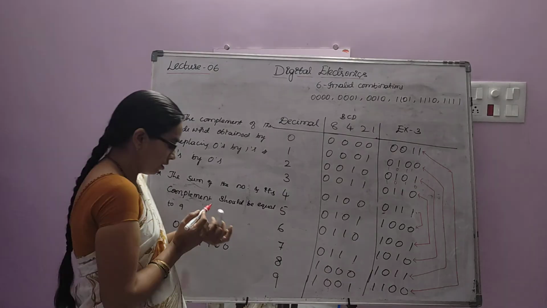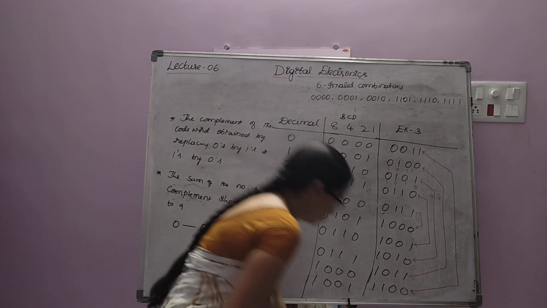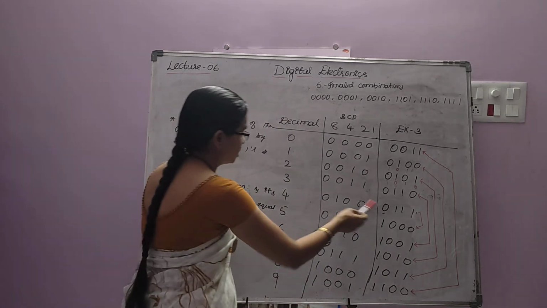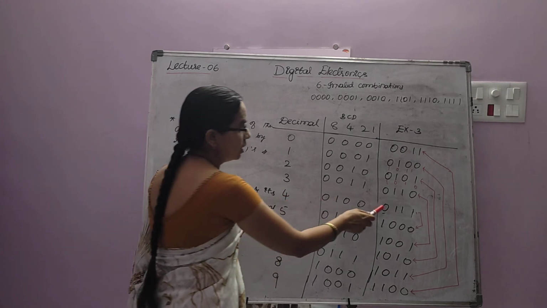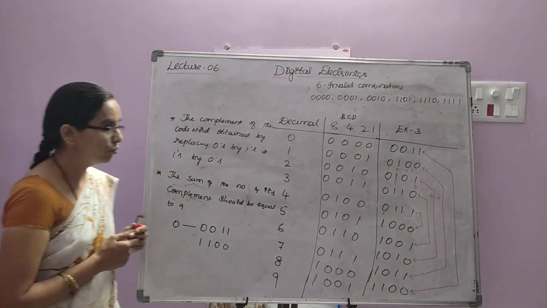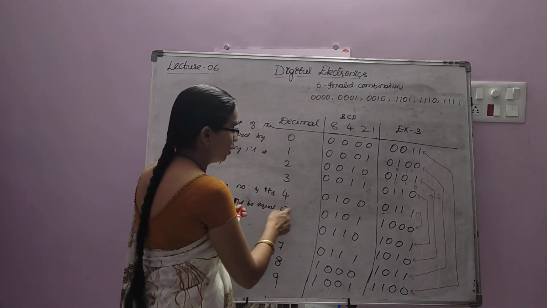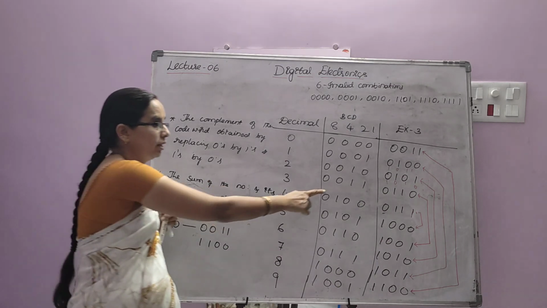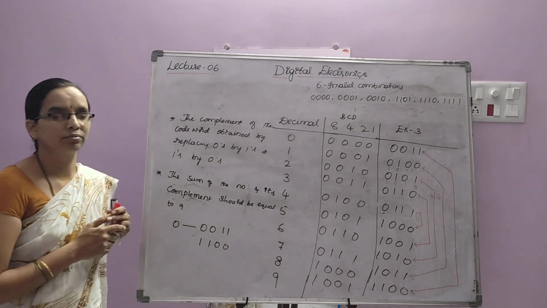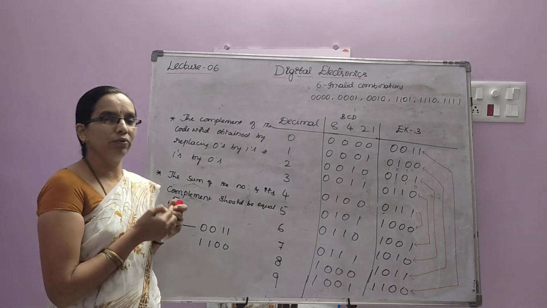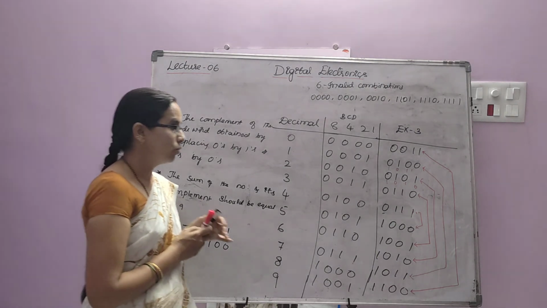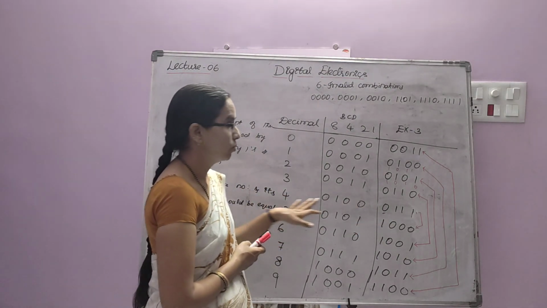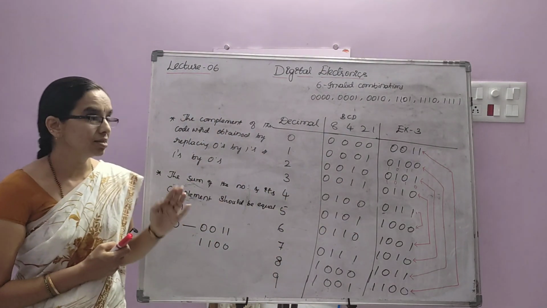So the decimal equivalent of 4 is the complement of the decimal equivalent of 5 here. So 4 plus 5 is 9. That is the second condition. The sum of the decimal equivalent of that number and its complement's decimal equivalent should be equal to 9. So if you add these two numbers, you will get 9. So we can tell that it is self-complementing.